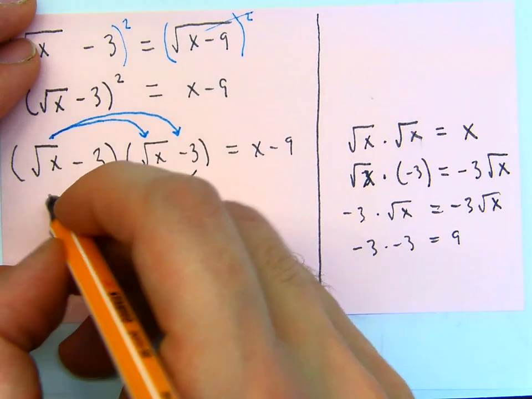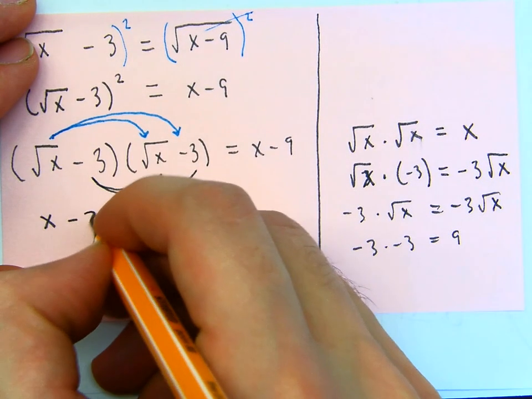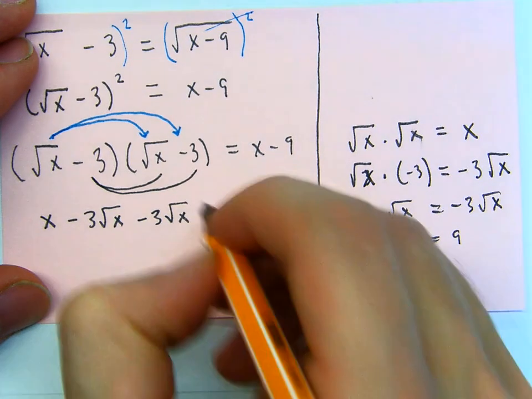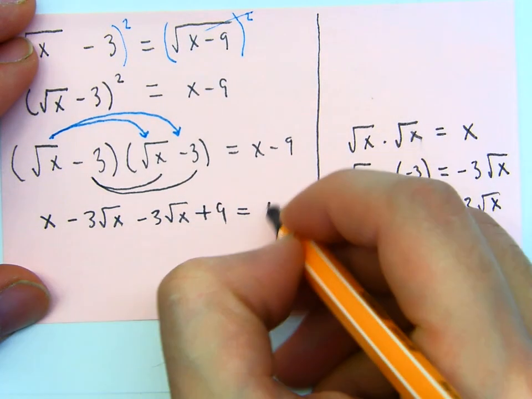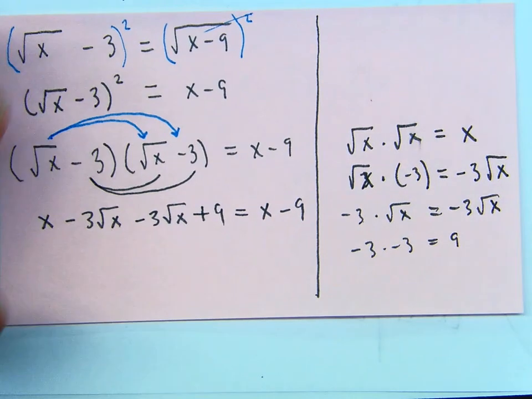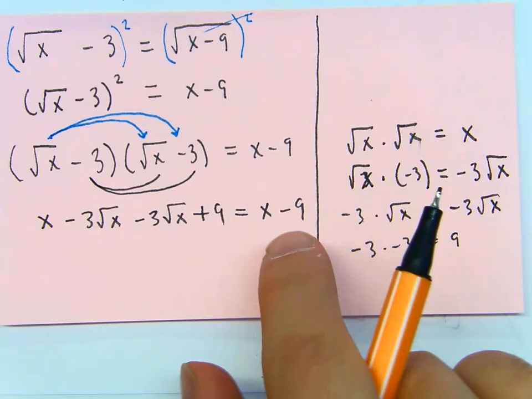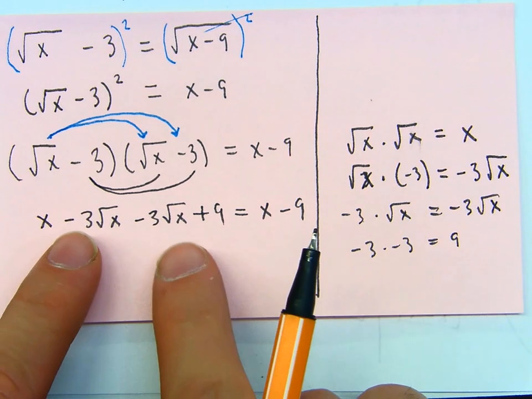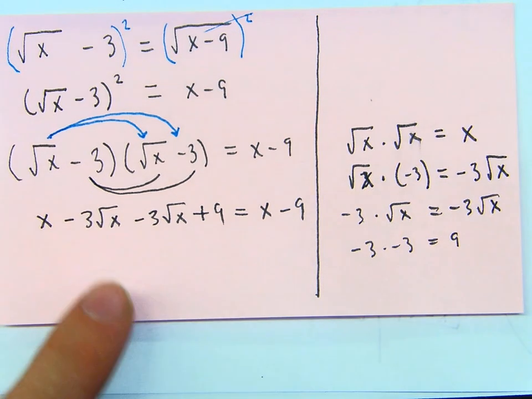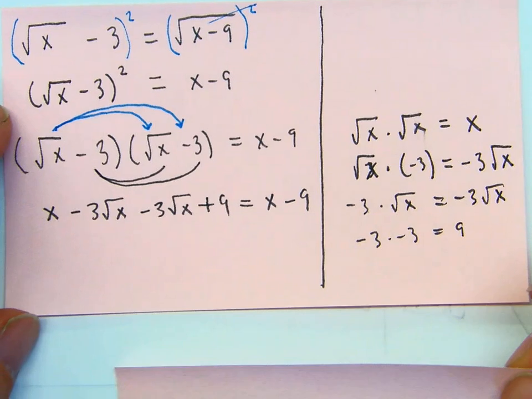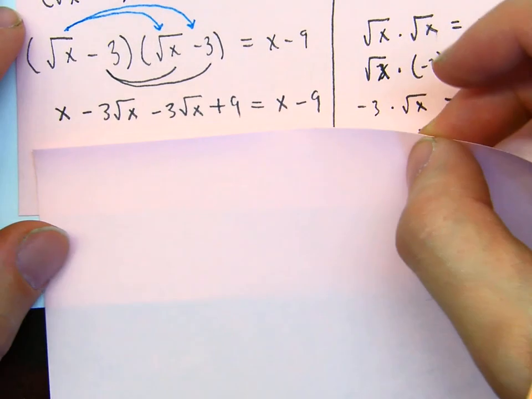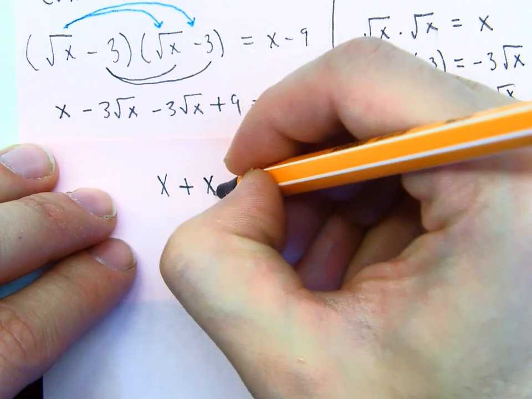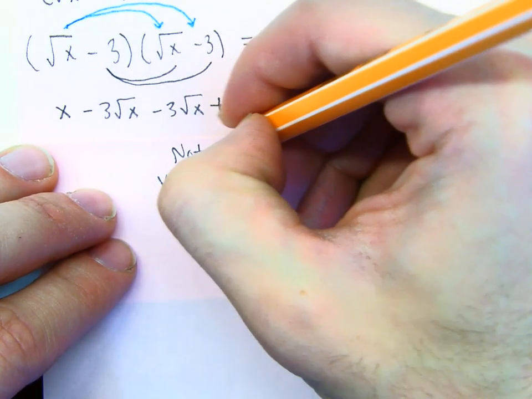So now we have x minus 3 radical x minus 3 radical x plus 9 equals x minus 9. Okay? And now you see the idea over here is, once we get to this point, can we combine these 2 terms? And you can. So a little sidetrack. This doesn't have to do with the problem. But if I have x plus x, please write this in your notes, right? This is very important.